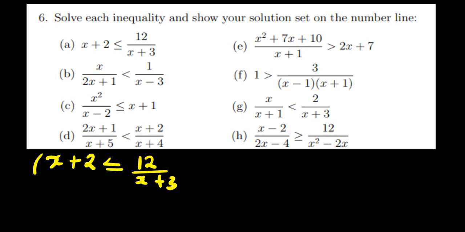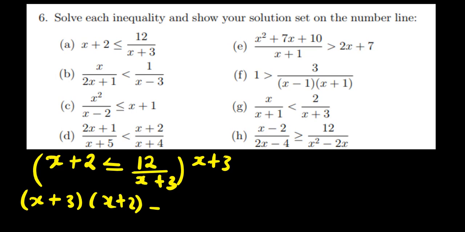Again, for me to remove the fraction, I can just multiply by the same expression throughout. So when I multiply throughout, I have x plus 3 multiplying by x plus 2, and this and this will go, so I just have a 12 like that. Oh, actually it's not equals, it's the inequality itself. So you have that expression, then you solve it. But if you want, you don't cross multiply, you take this to the other side, then you solve. Allow me to solve it on the next page.